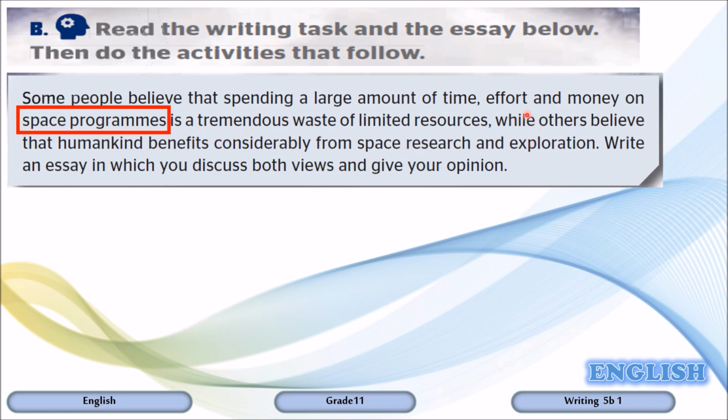Think. While others, so when the writer writes the word while here, he will give us an opposite idea. So this idea is against space programs, and while others believe that humankind benefit considerably from space research and exploration. So what you are required to do is to write an essay in which you discuss both views. Which views? Excellent. In favor of and against. And then you have to give your opinion.